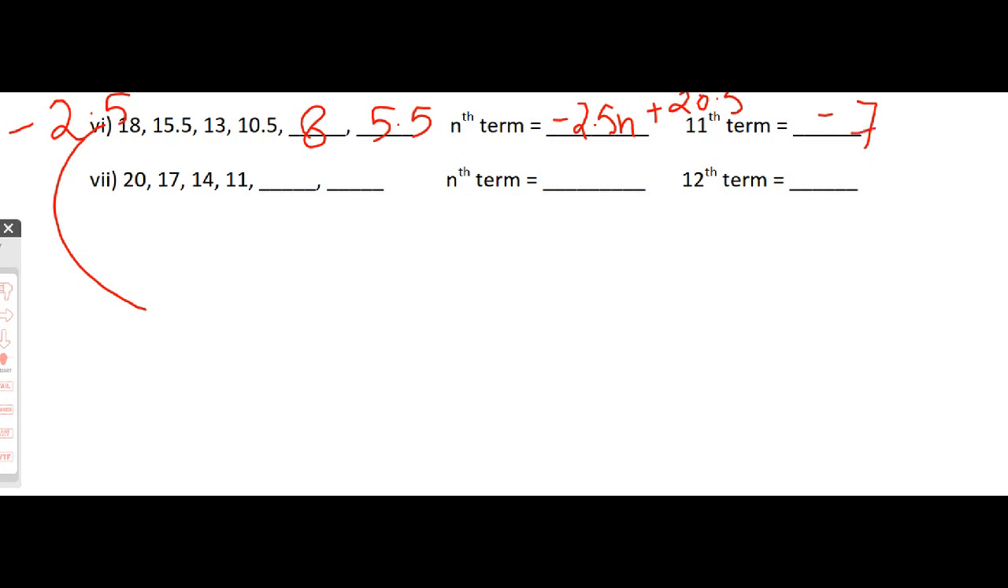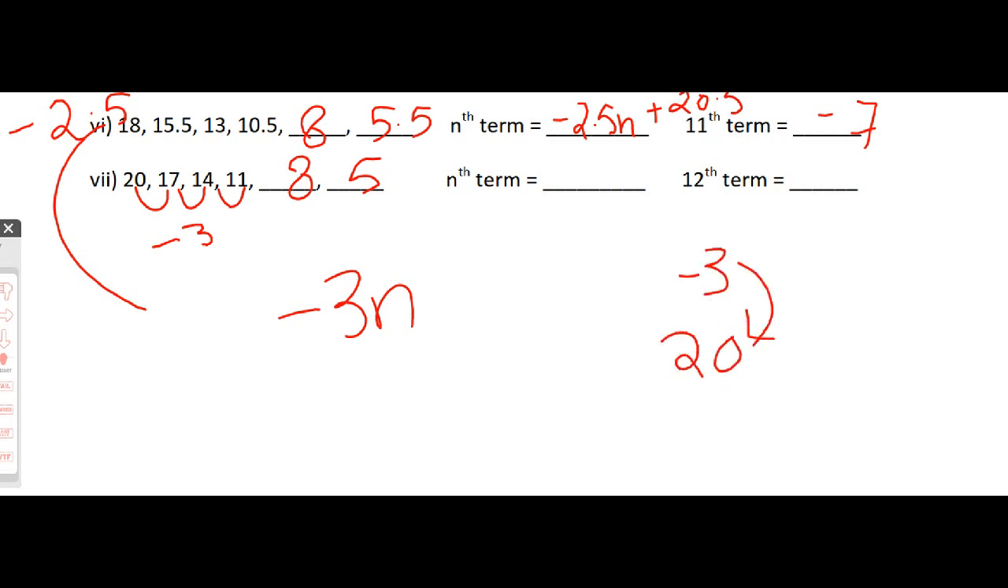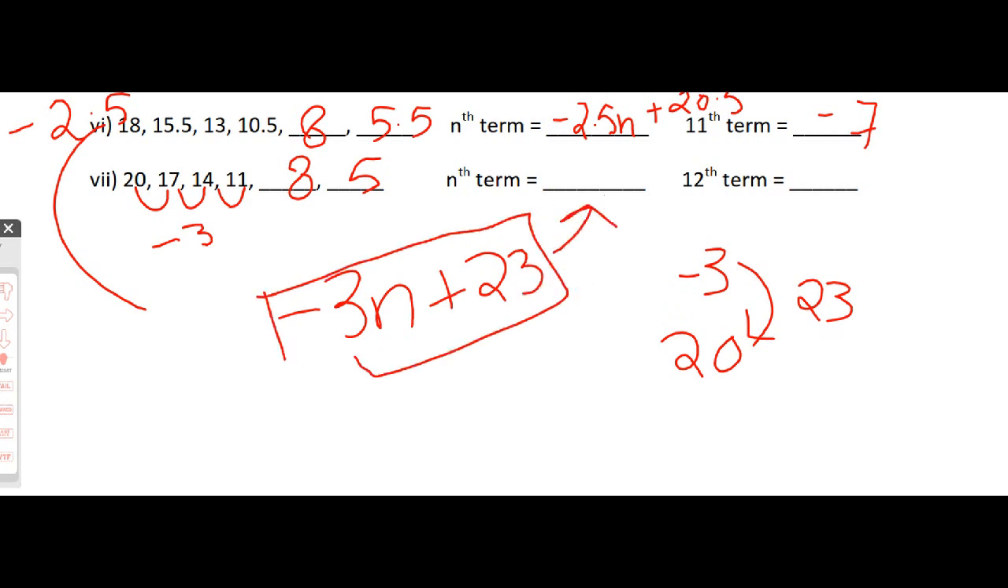Part 7. The common difference is minus 3. So after minus 11, I'll get minus 8. After minus 8, I'll get minus 5. The nth term will be minus 3n. At the moment, my first term is minus 3, where it should be 20 instead. What do I add to minus 3 to get 20? I have to add 23. So the nth term is minus 3n plus 23. This goes here. And the 12th term will be minus 3 times 12 plus 23, which gives us minus 13.